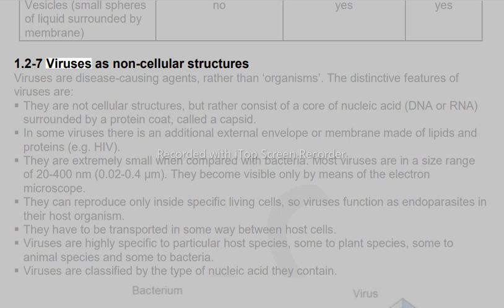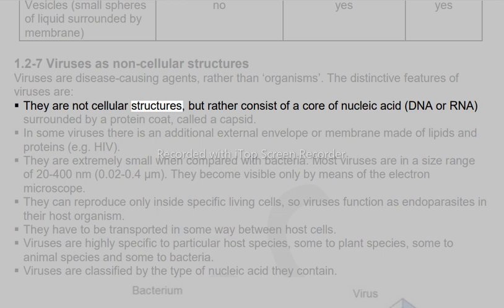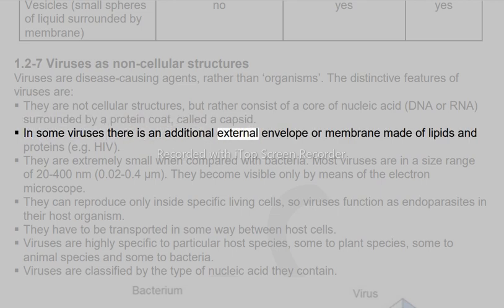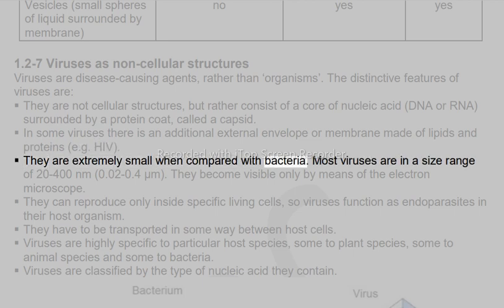1.2.7 Viruses as non-cellular structures. Viruses are disease-causing agents, rather than organisms. The distinctive features of viruses are that they are not cellular structures, but rather consist of a core of nucleic acid, DNA or RNA, surrounded by a protein coat called a capsid. In some viruses there is an additional external envelope or membrane made of lipids and proteins, e.g. HIV.